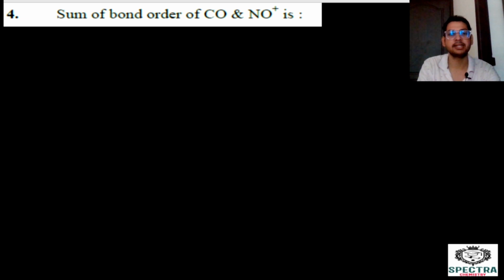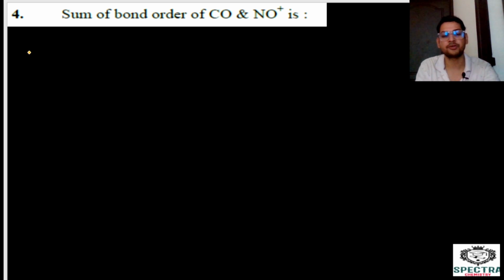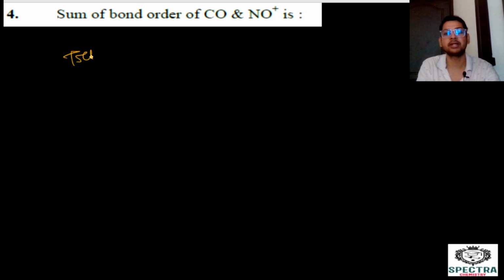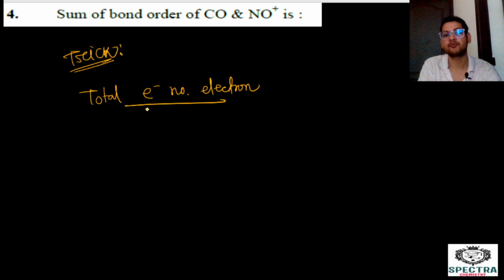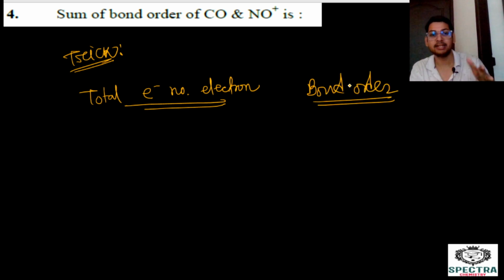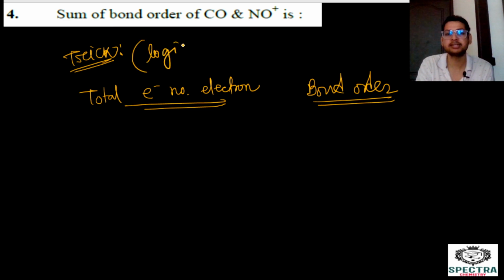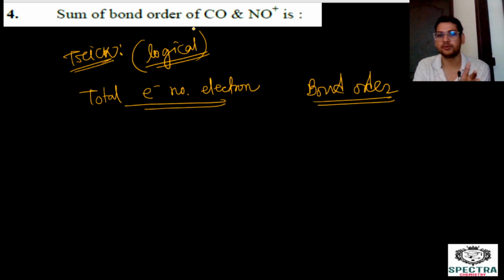Oh my god, this is probably the easiest question, and I have told you a trick also. Sir, what is the trick you told me? The trick I told you: calculate the total number of electrons, and from there we can directly do bond order. And I also told you, don't always use the trick, because I am against tricks. But here this trick is quite logical, so that's why we can use it. Total number of electrons you calculate.